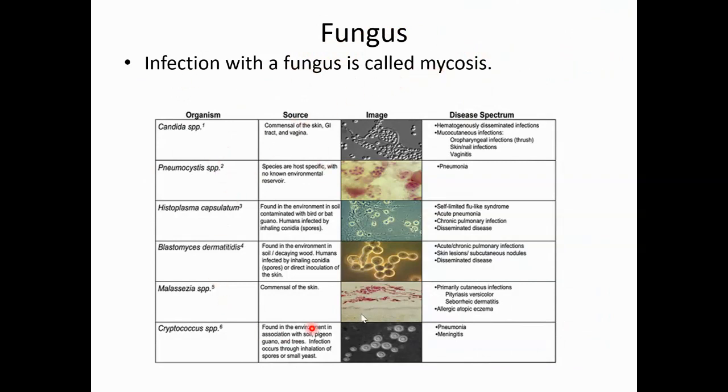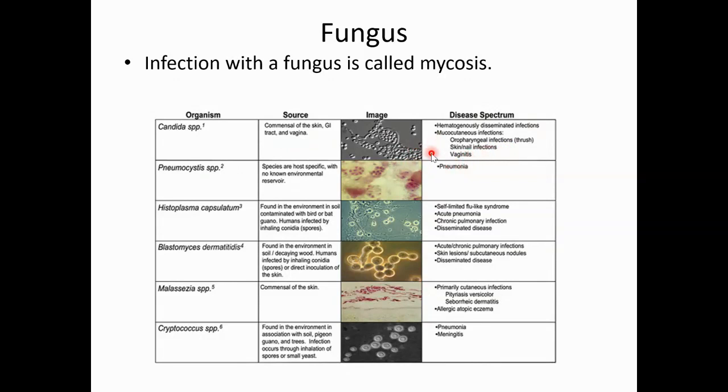So some fungus, and again, this is not something that I want you to memorize the whole thing, but it is important to know that Candida is a fungus, and this is basically yeast. Source: skin, GI tract, vagina. Here's a picture of it. You can see oropharyngeal infections, which are thrush, skin infections, nail infections, vaginitis.